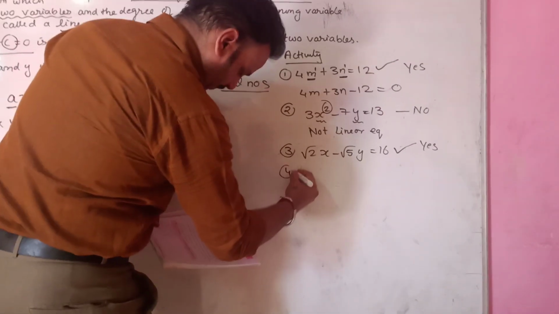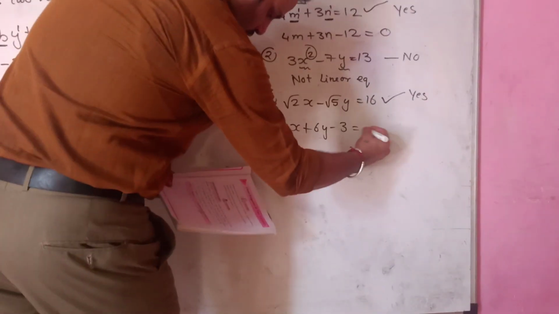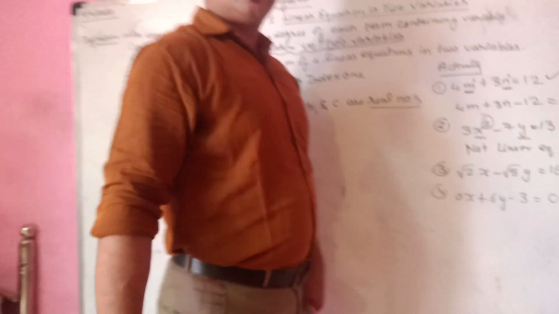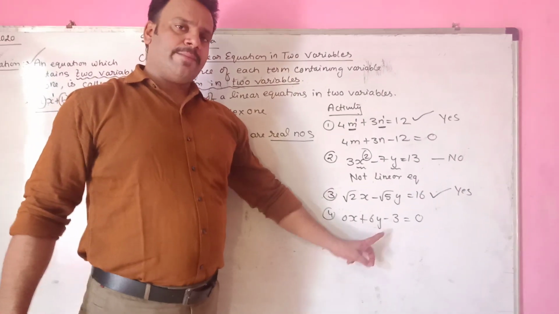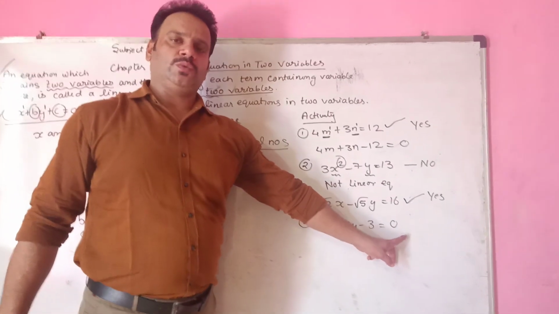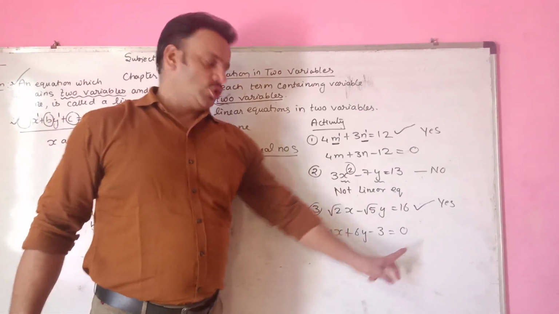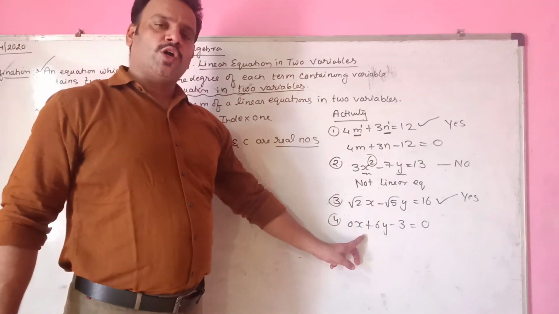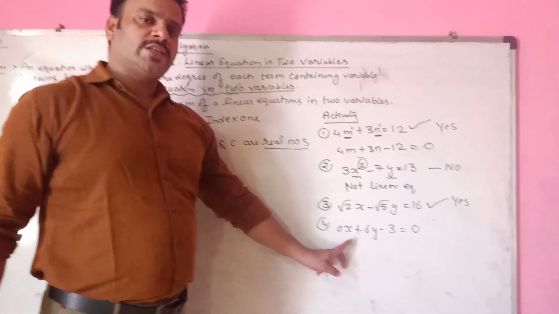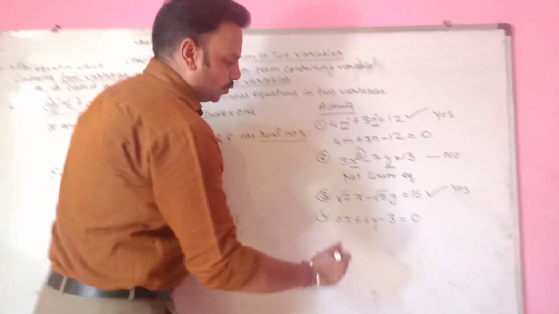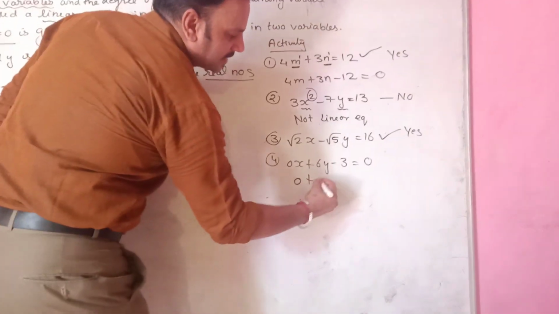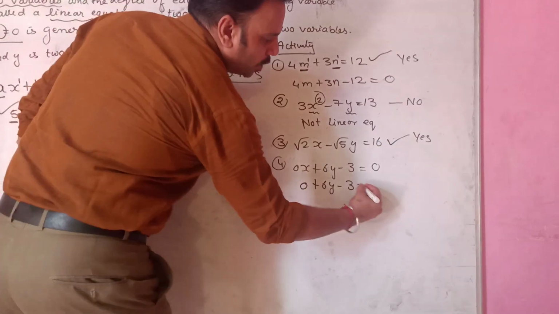So the fourth question: 0x plus 6y minus 3 equal to 0. So here, what does 0x mean? 0x means 0 into x, so 0x is 0. Plus 6y minus 3 equal to 0.